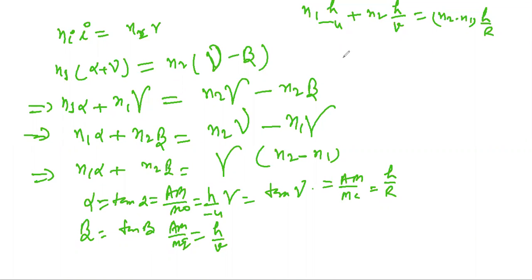You see this? H is common. So H you can cancel. You can take H common. Taking H common, it will be N2 upon V minus N1 upon U, which is equal to (N2 minus N1) into H divided by R.